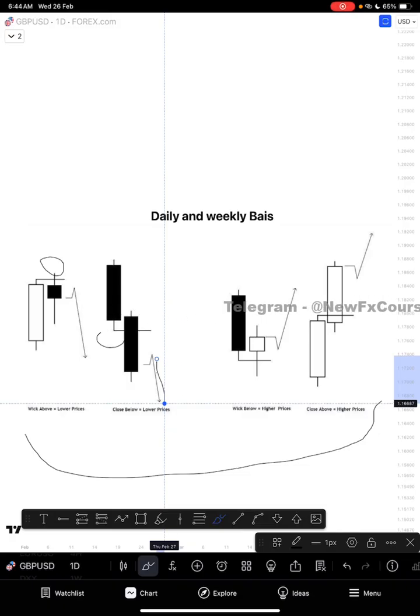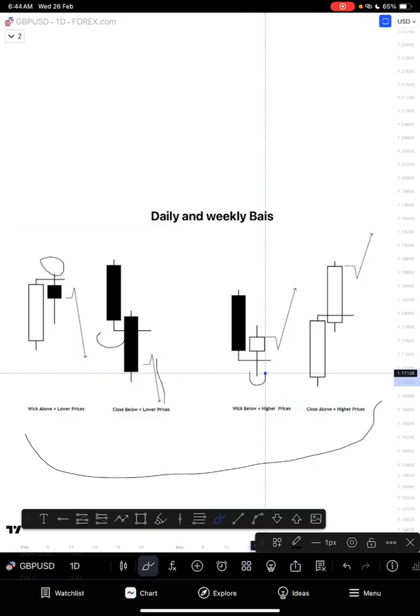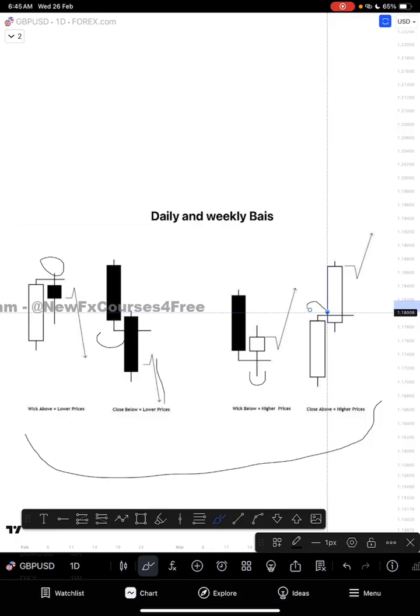Then here, week below here equals higher prices. That's for a reversal also. Then here, close above this candle here equals higher prices. That's continuation of the bullish trend.